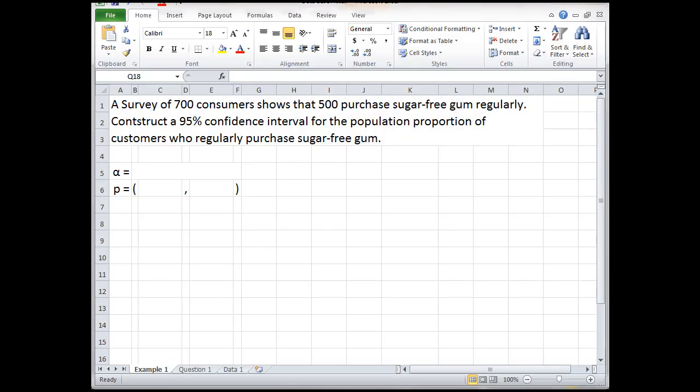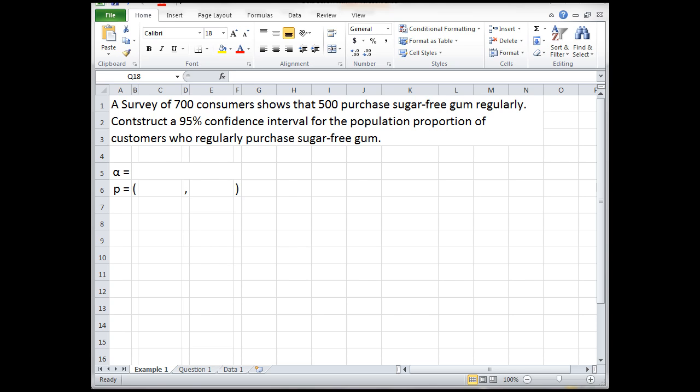Looking at the same question that we just solved by hand, and now using the Excel functions to help us solve that same question as opposed to the standard normal tables. Solving this in Excel, we will still need to know what our formula is. So here we're constructing a confidence interval. It's a confidence interval dealing with proportions.